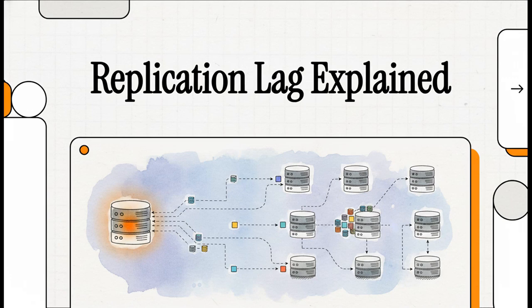Welcome to The Explainer. I am absolutely thrilled you're here today because we're going to decode one of the most common and, frankly, one of the most confusing phenomena in modern distributed systems. Today, it's all about replication lag and eventual consistency. If you've ever built a web app or, honestly, just used one, you've definitely run into this.